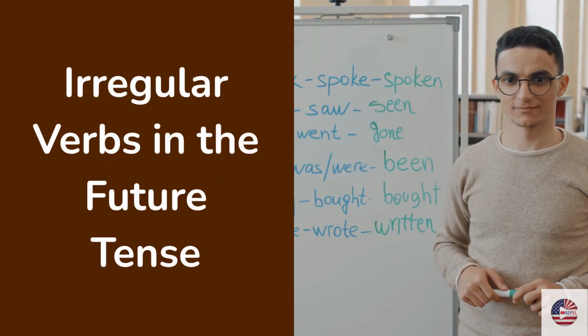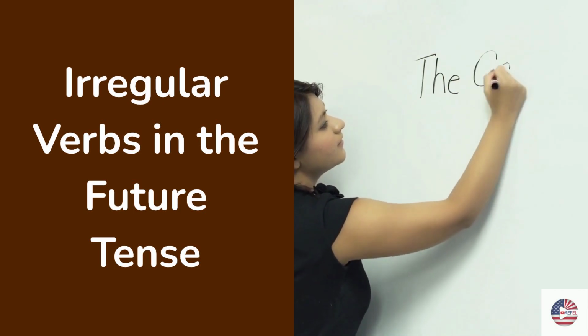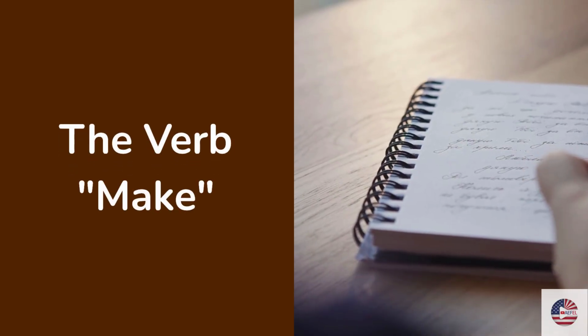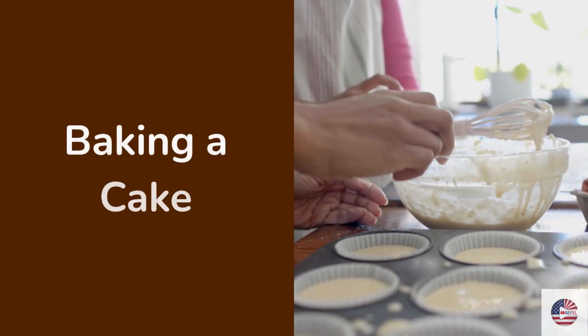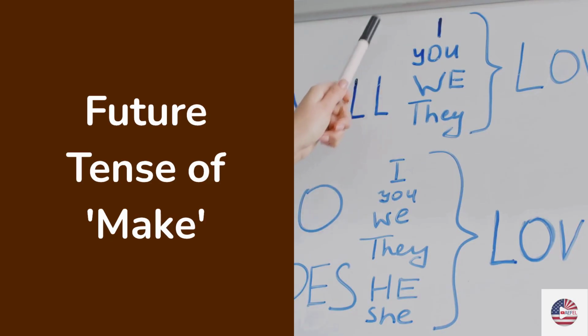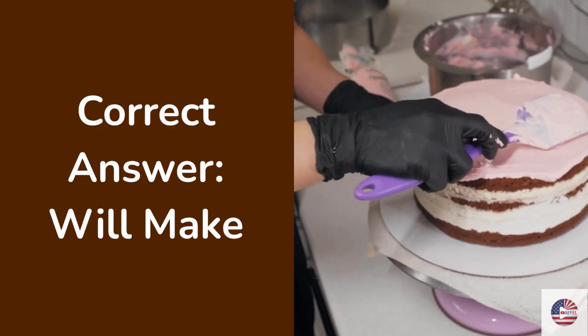Now, let's practice irregular verbs in the future tense. This is usually simpler because we use will followed by the base form of the verb. Next, the verb make. She blank a cake for the party. What's the future tense form of make here? The correct answer is will make. She will make a cake for the party.